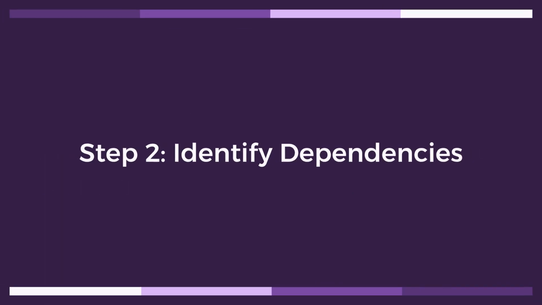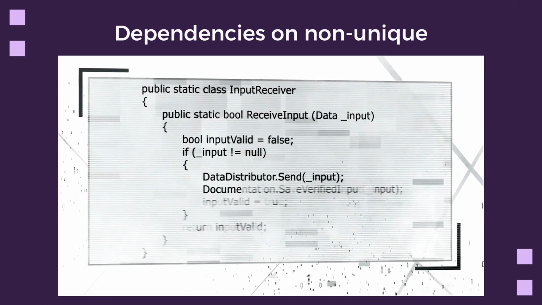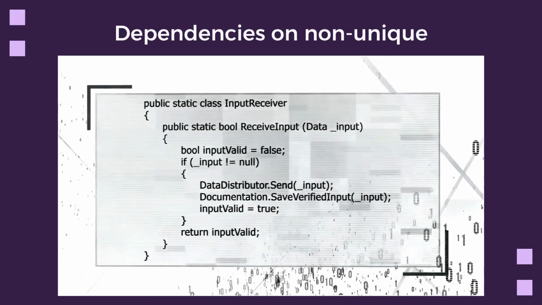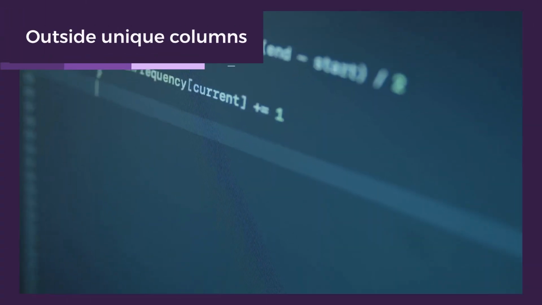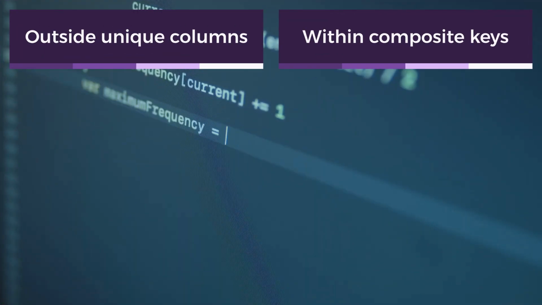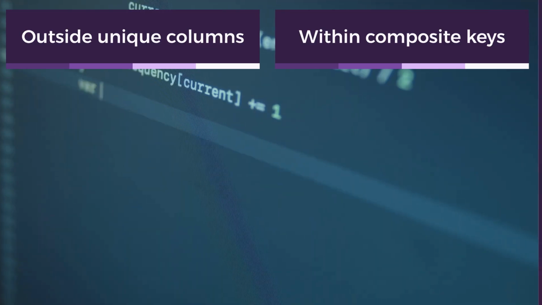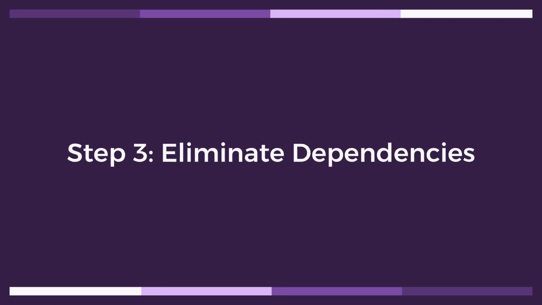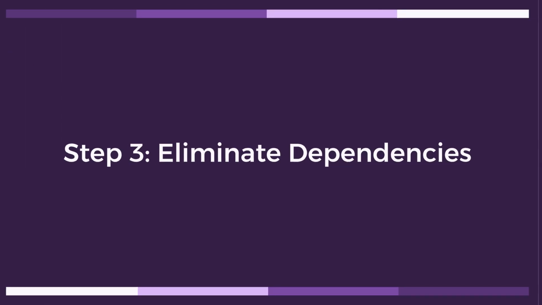Next, in step 2, you need to identify any functional dependencies on non-unique columns. Look for attributes that are determined by or dependent on a column that is not unique. These non-unique columns could exist entirely outside of any unique key, or they might be part of a composite unique column. Finally, we move to step 3: eliminating those problematic dependencies to reach BCNF.